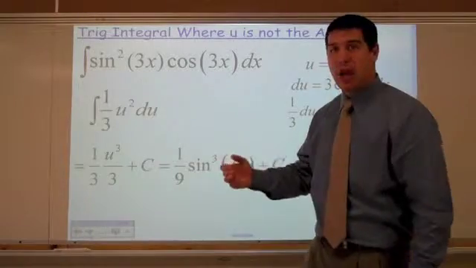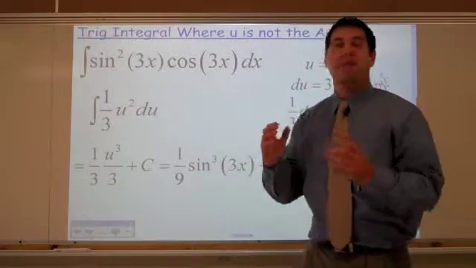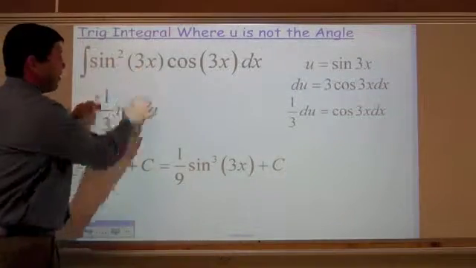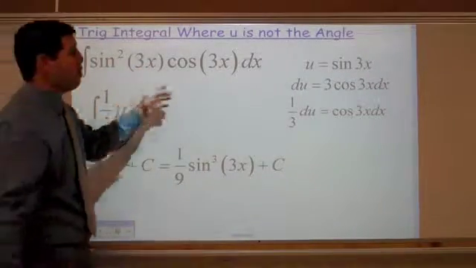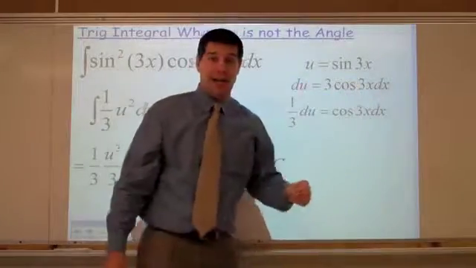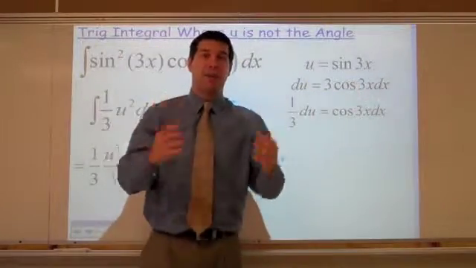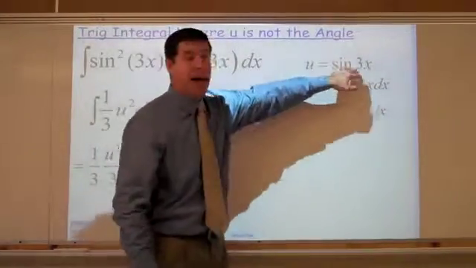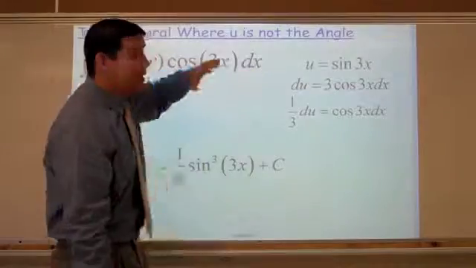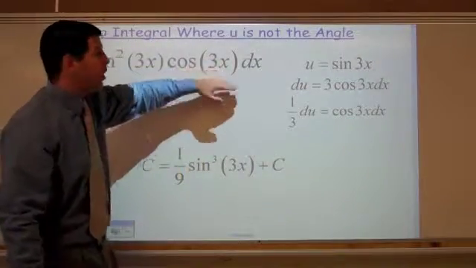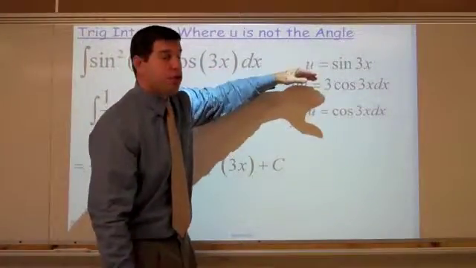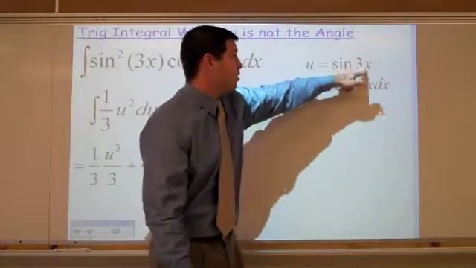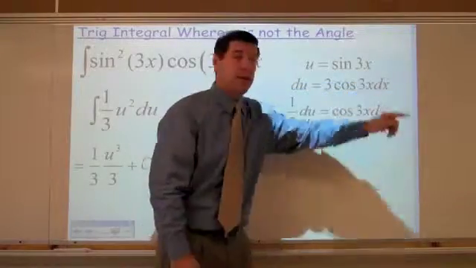In that case, you're going to want to let u equal whatever's being raised to a power. So I have sine squared of 3x. I'm going to let u be what's being squared. So u is going to equal sine of 3x, because that's what's being raised to the second power. Now again, forget this. Derive your u substitution equation. du equals cosine of 3x times the derivative of the angle, so 3 cosine of 3x dx.